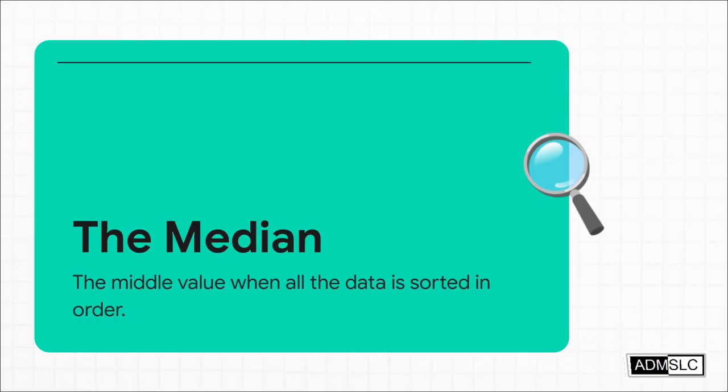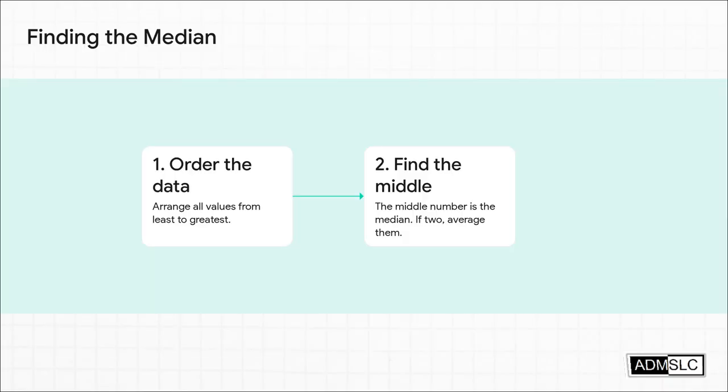But the mean isn't our only option. Next up, we have the median. The idea here is maybe even simpler. It's the exact middle value after you've sorted all your data from smallest to largest. And finding it is really straightforward. First, you just line up all your numbers in order. If you have an odd number of data points, the one smack dab in the middle is your median. If you have an even number, you just grab the two middle values and find their average. It's as simple as that.